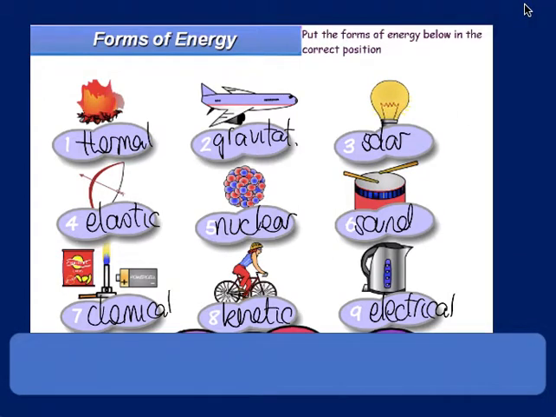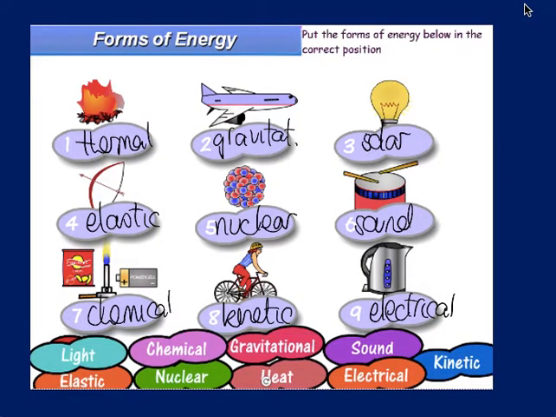Okay, folks, so we'll have a quick check through homework. You had to match up your forms of energy. So number 1 would be thermal or heat. Number 2, gravitational. SEC would never be as ambiguous as this. Number 3, solar or light. Number 4, elastic. Number 5, nuclear.